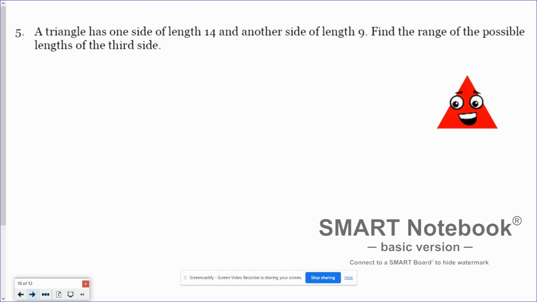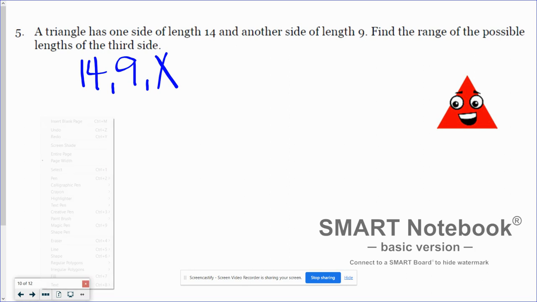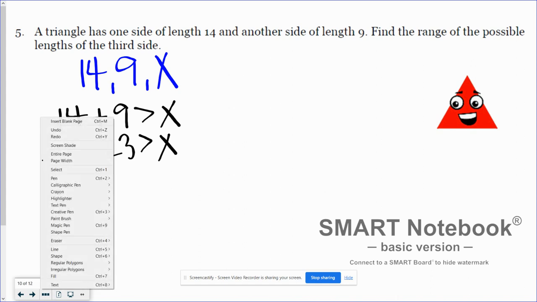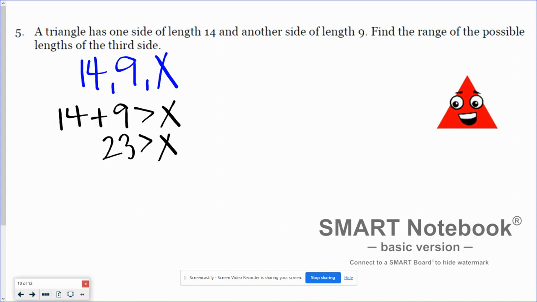So a triangle has one side of length 14 and another side of length 9. Find the range of the possible lengths of the third side. So we've got a 14, a 9, and an x. So just remember, the sum of any two sides must be greater than the third side. So if I go 14 plus 9, this has to be greater than x. So 23 has to be greater than x. So let me do my second test.